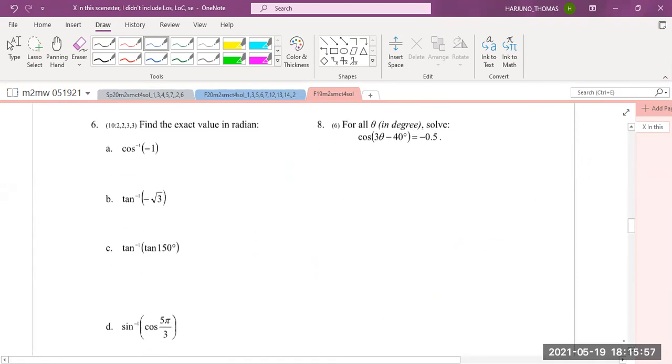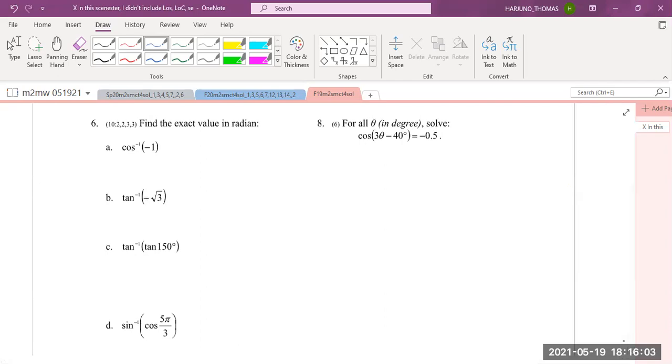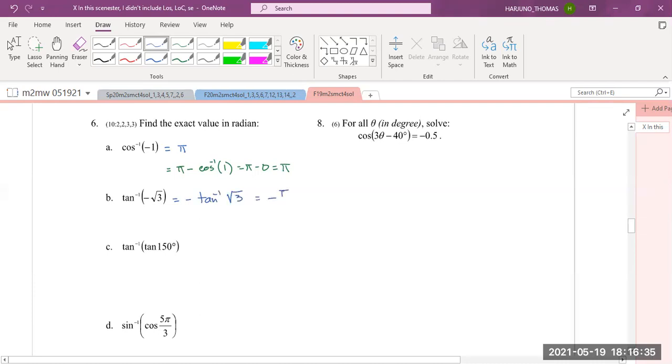Number 6, find the exact value in radian. Remember, even though this was with calculator, but not open book. Cosine inverse of negative 1. What's that? Cosine of what is negative 1? It's pi. Or you can also do it this way: this is equal to pi minus cosine inverse of 1, which is pi minus 0, which is pi. This is equal to negative tangent inverse of radical 3, that is negative pi over 3.